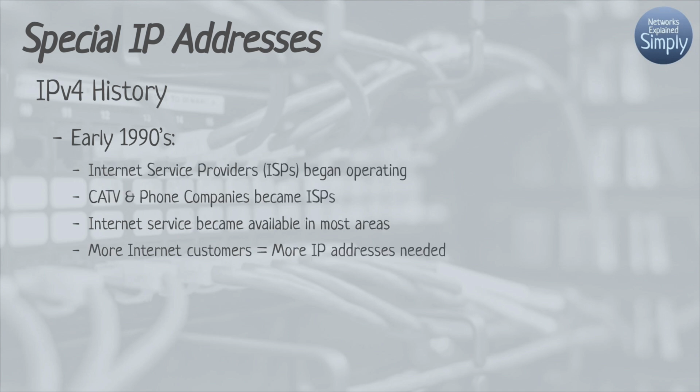For the internet of the early 1980s, 4 billion unique IP addresses seemed more than sufficient for global needs. But by the end of that decade, internet service providers in the United States began offering internet access directly to homes and businesses.